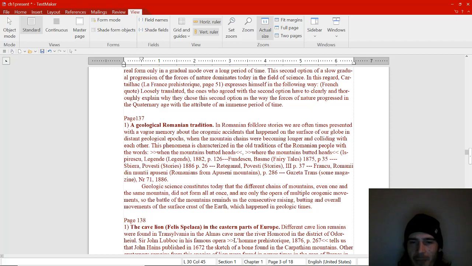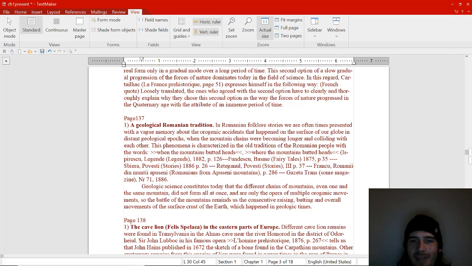In Romanian folklore stories, we are oftentimes presented with a vague memory about the orogenic accidents that happened on the surface of our globe in distant geological epochs, when the mountain chains were becoming longer and colliding with each other. This phenomena is characterized in the old traditions of the Romanian people with the words, when the mountain butted heads, or where the mountains butted heads.